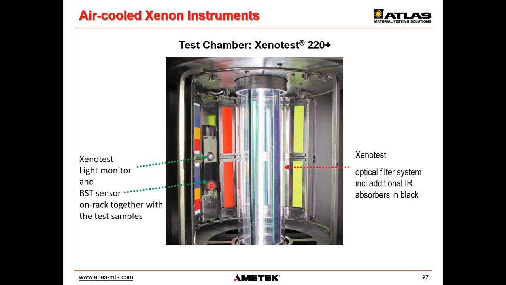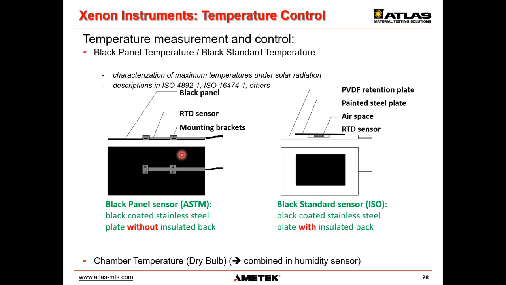underneath. And I just mentioned it, black panel and black standard, there is a big difference, because black panel sensors are here on the left. They don't have any thermal insulation on the back. They have the full airflow behind, like from your chamber air fans. And so they are typically reading a little bit cooler black panel temperatures compared to when they have a PVDF polymer insulation plate on the back. They read a little bit hotter temperatures. Although they have the same black surface, they can differ in temperature because they have a different design. The one is insulated. This is the BST. And the uninsulated black panel sensor, typically used for American test methods, is uninsulated.